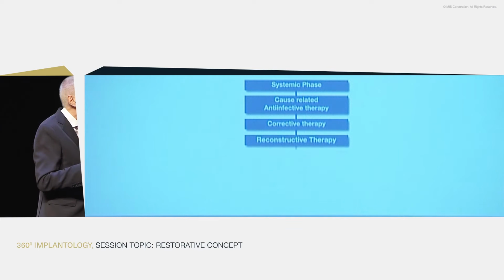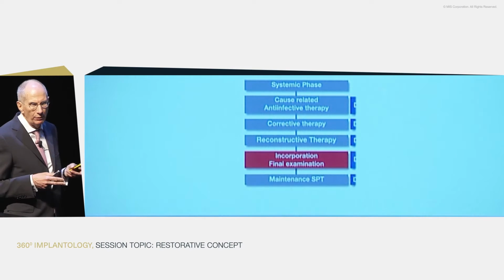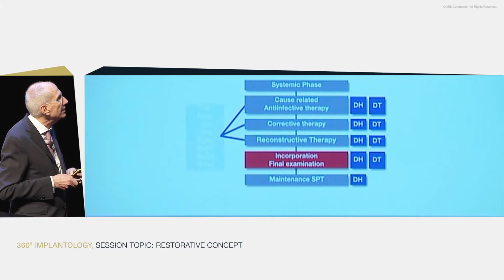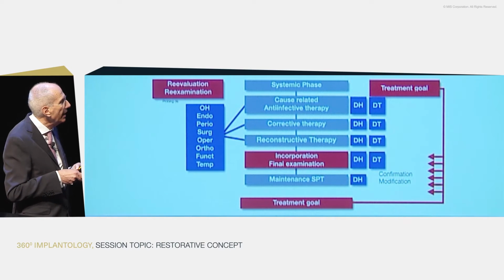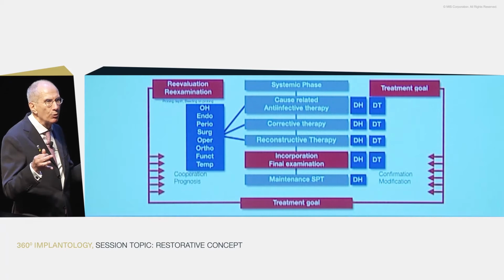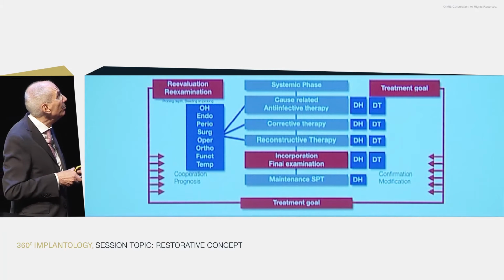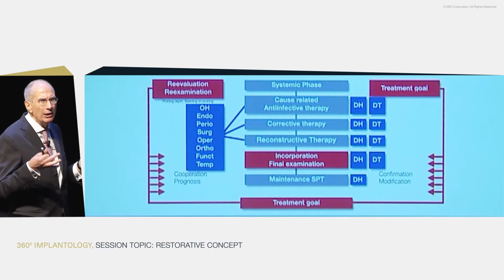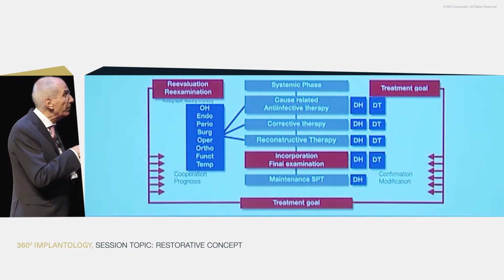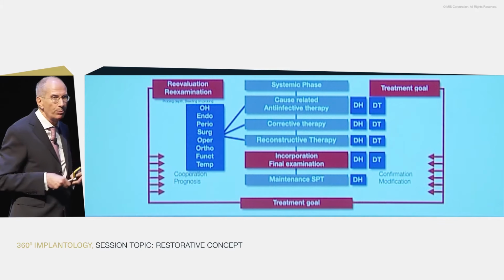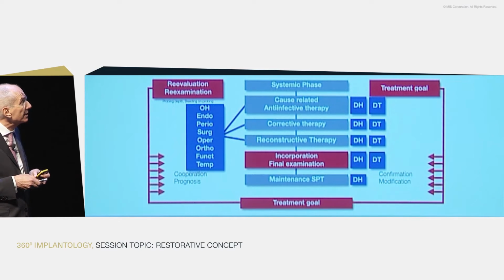Of course, there must be a concept of how you go to the treatment plan. We have already seen that this morning in the clinical cases, where you go systematically through. You have your treatment goals. This can change. You have to confirm or modify them when something happens in between, and you always have to reevaluate, re-examine the whole situation, maybe together with your colleagues, but especially with your patient concerning the cooperation and the prognosis. And the whole thing includes the dental hygienist, and on the other side, the dental technician.